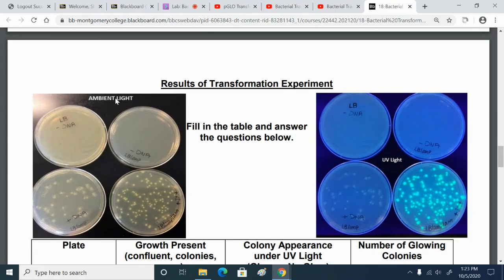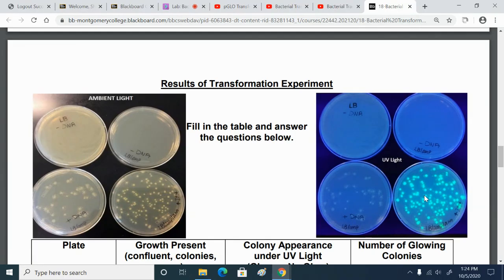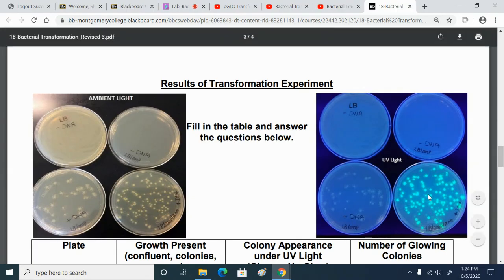Now, this is under ordinary light, just the lights in the ceiling. And you can kind of see a slight difference in the color of these colonies. They're kind of more yellowish looking. But when we shine UV light on all these plates, look at what happens. We have all these colonies that are glowing, right? So they're producing the green fluorescent protein. So they've been transformed. We know that already because they're growing in the presence of ampicillin, but they're also fluorescent green. So that's pretty cool looking.